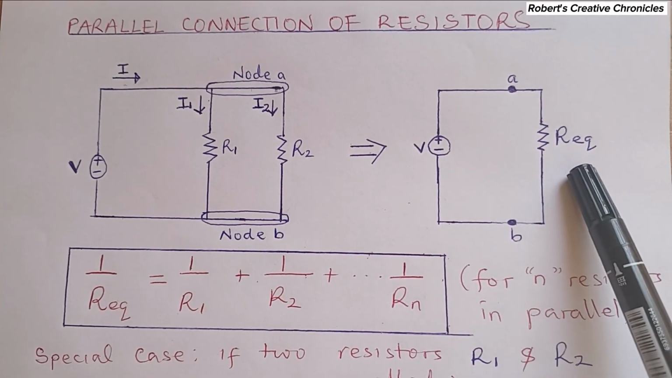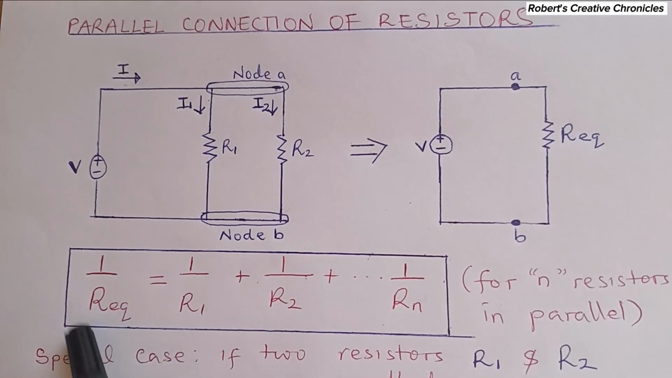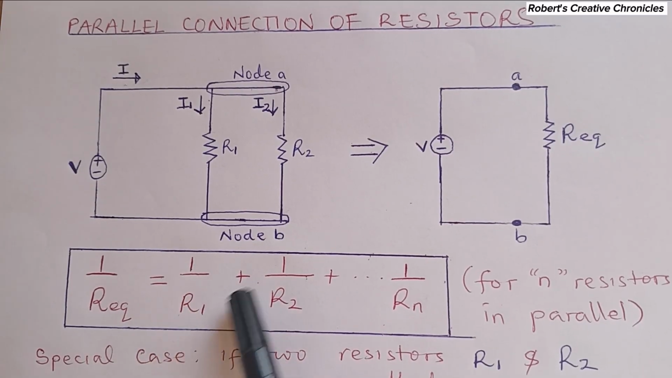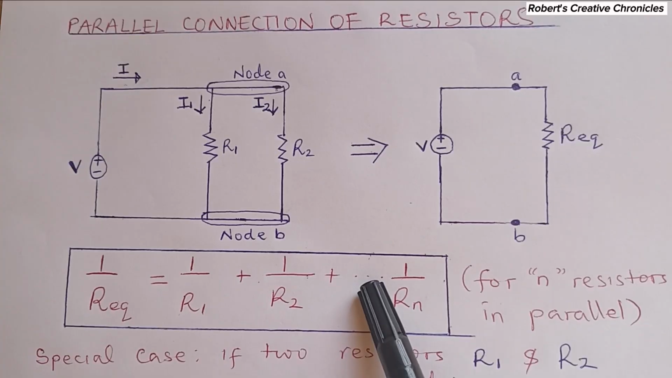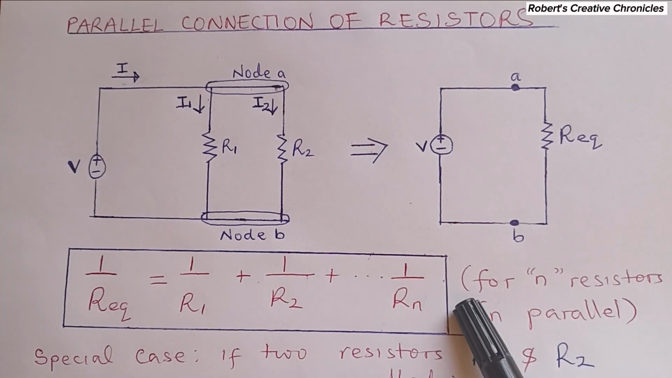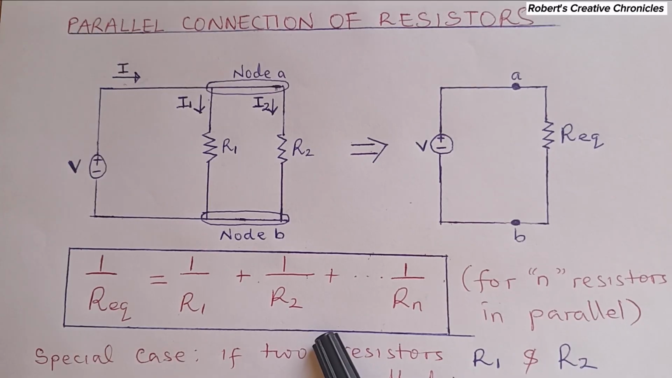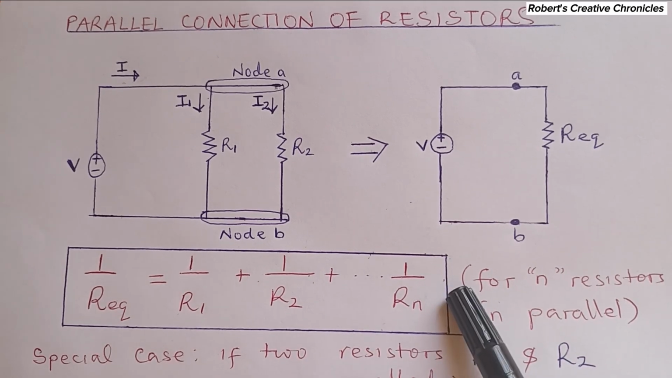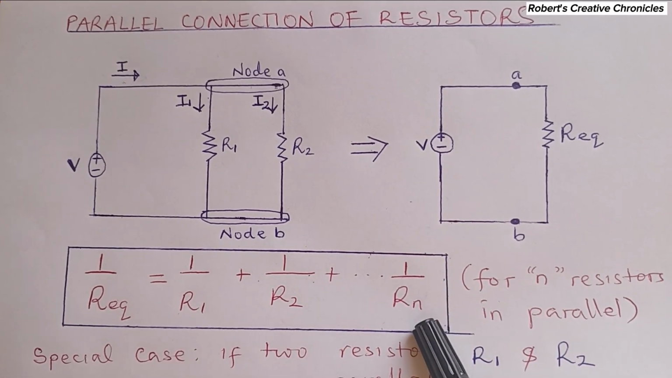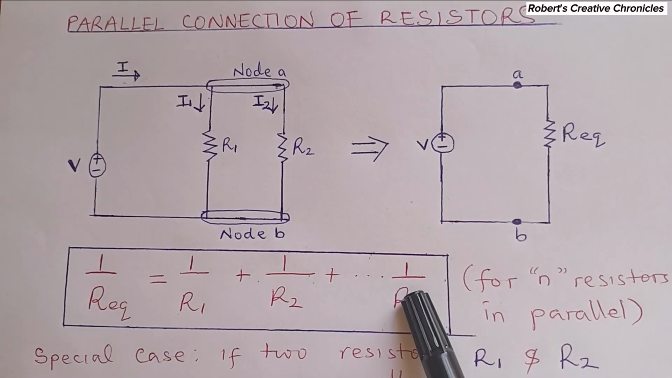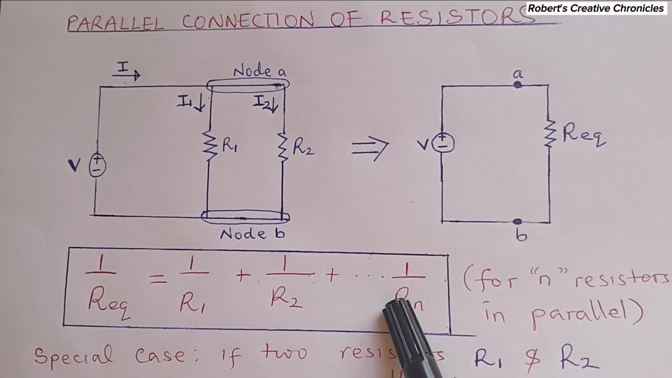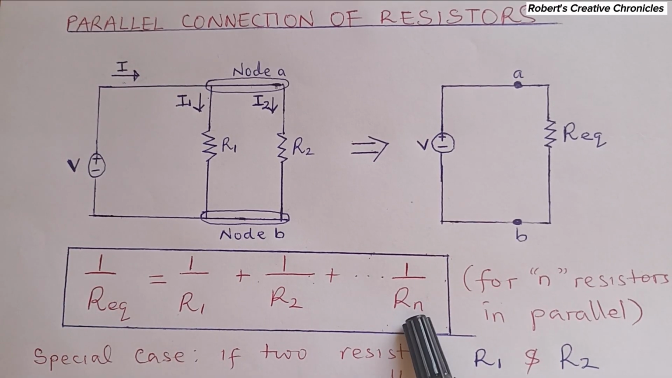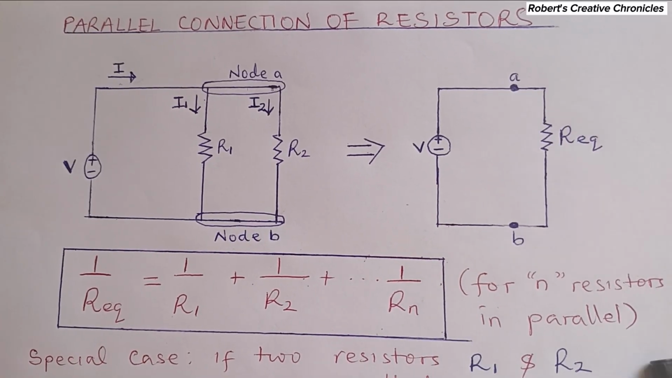So the equivalent resistance is given by 1 over equivalent resistance equals 1 over R1 plus 1 over R2 plus 1 over R3, till plus 1 over Rn. So if you are given any number of resistors connected in parallel, you add all of them using this formula. So this formula is for n resistors in parallel.